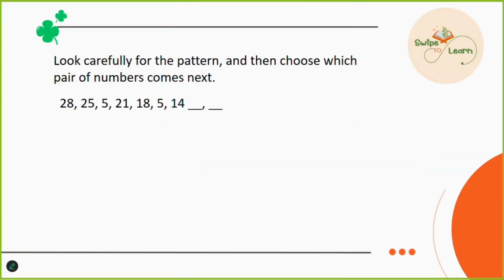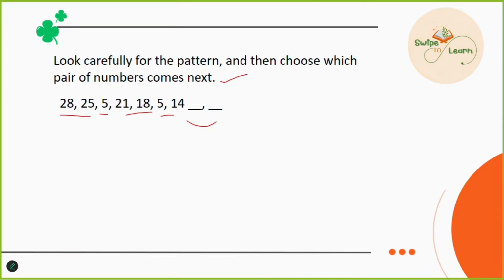Next, look carefully for the pattern and then choose which pair of numbers comes next. Okay, so till now we had to find only one number, but here we are asked to find the pair of numbers. So we have to find the next two numbers for this sequence. Alright, let's look at the pattern. Something interesting is going on here. So 28, 25, 5, 21, 18, 5. So there is no common addition or common subtraction happening here.